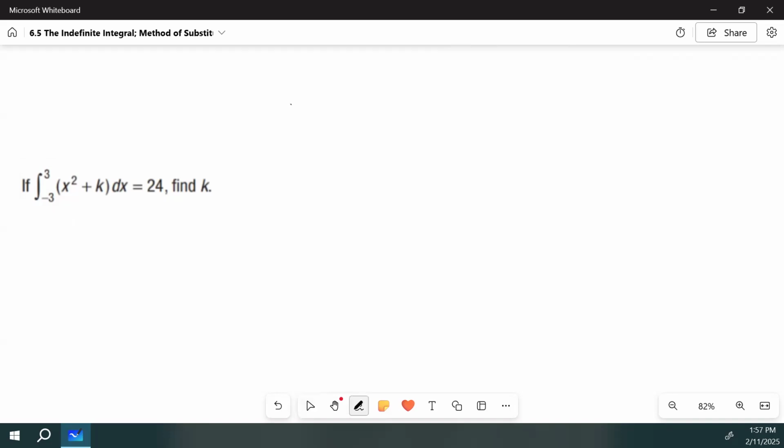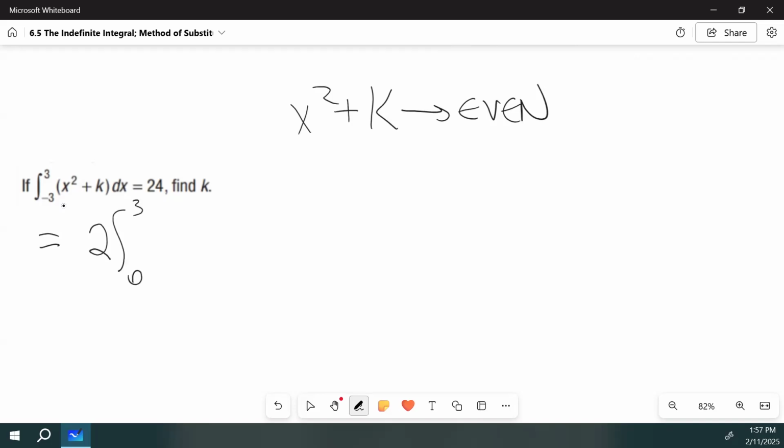Well, since x squared plus k is even, I can think of this as 2 times the integral from 0 to 3 of x squared plus k dx equals 24. Now, this is a little bit different because we have an unknown value here, k, that we've got to solve for. First thing is if I use this even odd property, I can cancel the 2 with the 24 and make that 12.